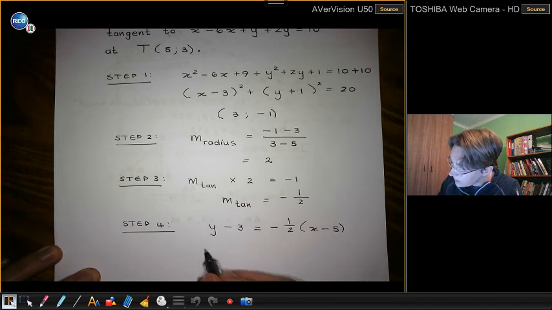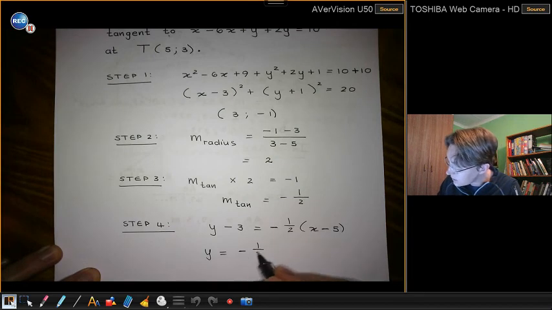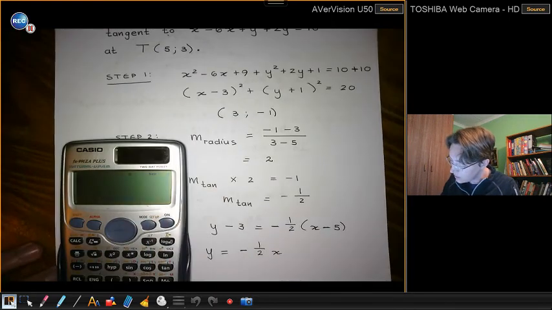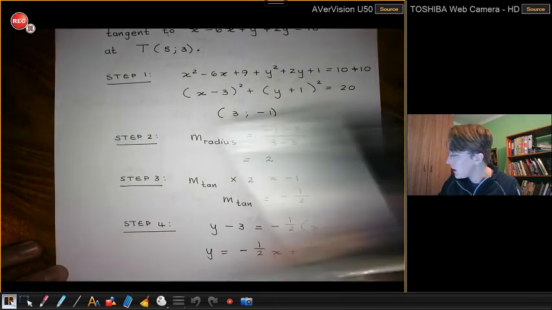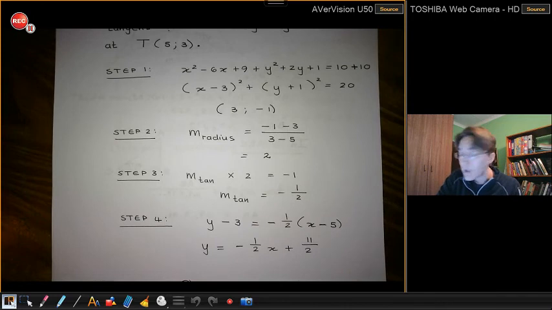So I can clean this up and I can say y is then equal to minus 1/2 times x. And then I've got minus 1/2 times negative 5. And then I have to add 3, which is going to be plus 11 over 2. And that right there is the equation of the tangent to the circle. So if I ask you for the equation of the tangent to the circle, very easy, very straightforward. Please, please, please don't complicate it.